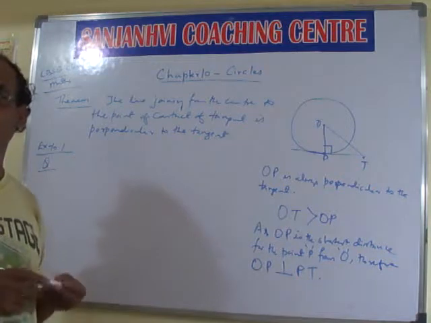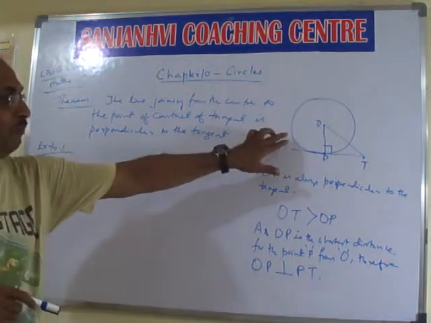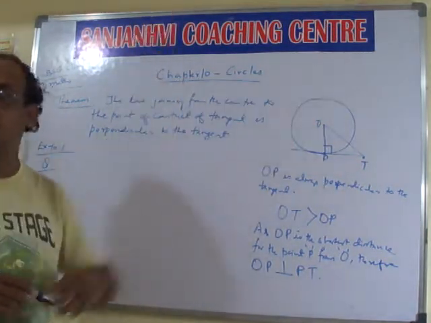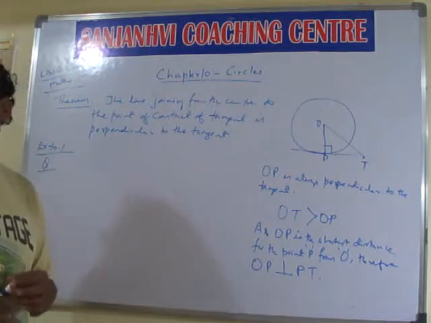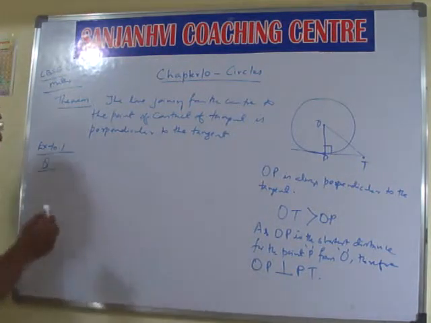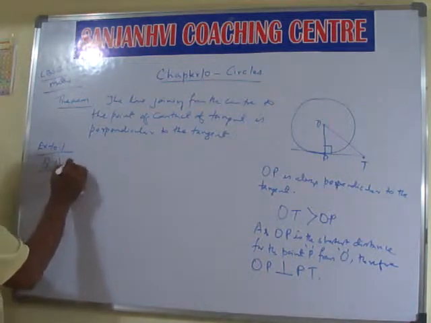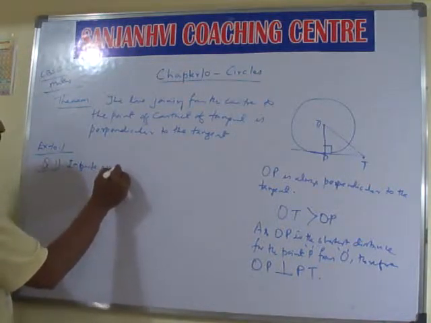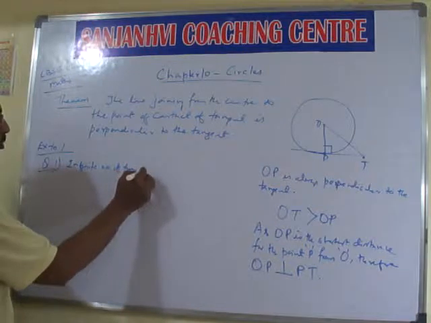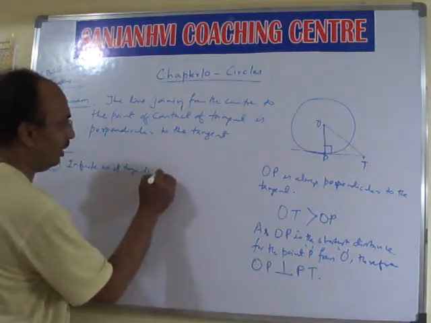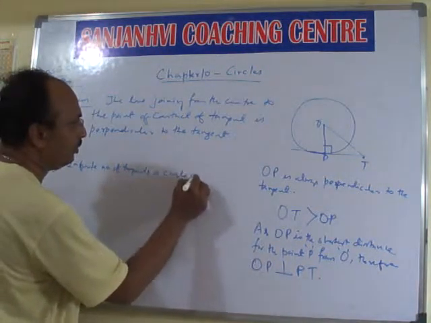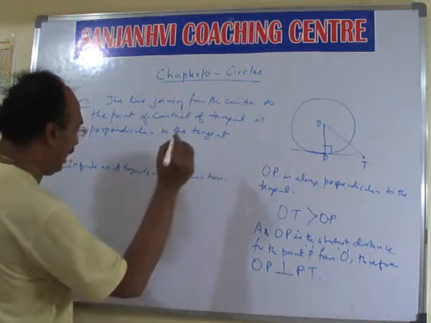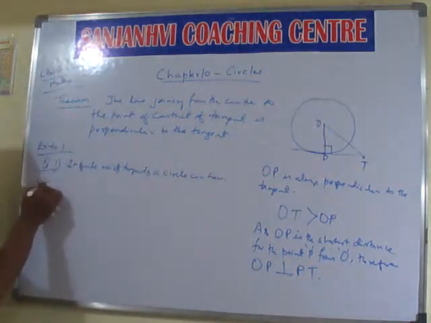We cannot count. For each and every point, tangents will be there. So you can say infinite. How many tangents? Infinite. A circle can have an infinite number of tangents.